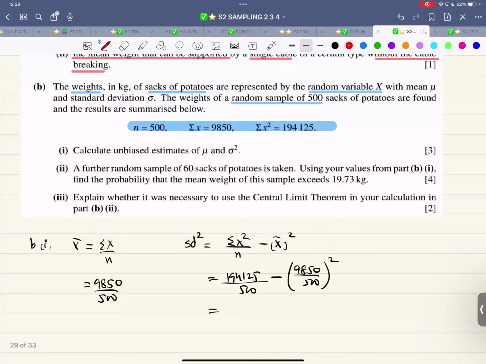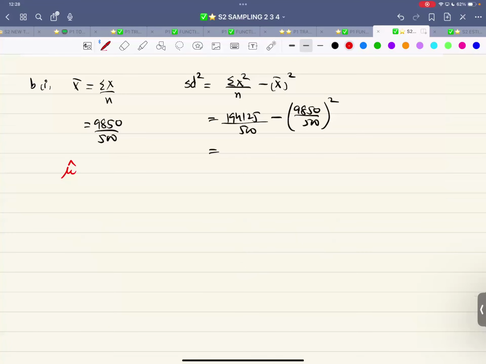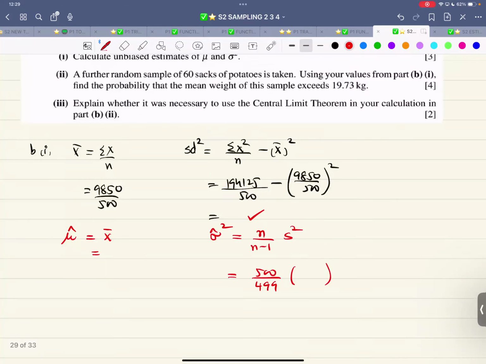Now we are looking for the unbiased estimate of mean and variance. The unbiased estimate of mean is the same thing as the sample mean. The unbiased estimate of population variance is n over n minus 1 times the sample variance. There is also a direct formula, but I prefer to use this formula because you have already used it in S1. So n is 500, this is 499, times whatever the answer for this part was.